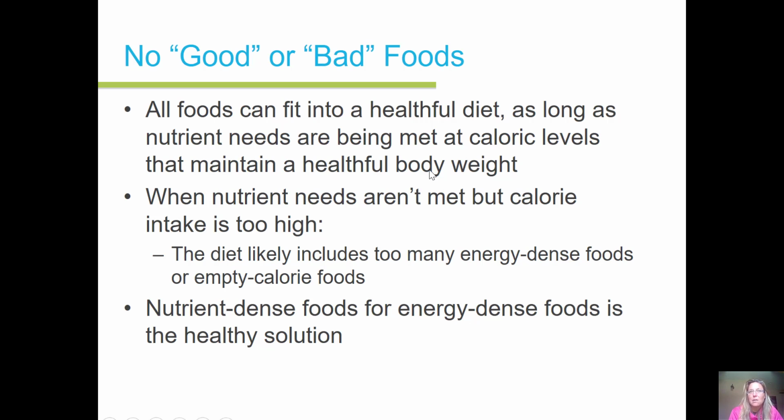So we will be calculating how many calories a day you should be ingesting, and we're going to take a look at your diet to see if you're falling within those recommendations.